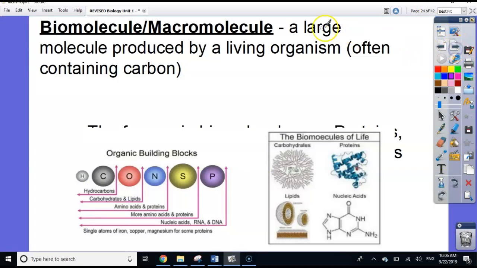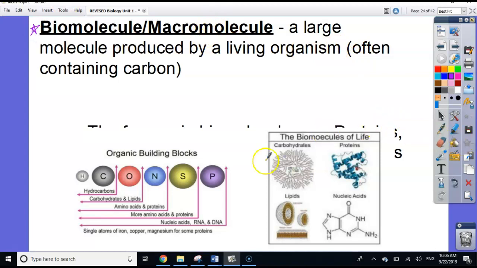Guys, so the first thing that I need you to write down is the definition right here of biomolecule or macromolecule. So go ahead and write this definition down. A biomolecule or a macromolecule is a large molecule. A lot of you guys told me that macro means big. We know micro, M-I-C-R-O, means small. So macro means big, okay? So a macromolecule. Now you can use either of these words, biomolecule or macromolecule. They mean the same thing.